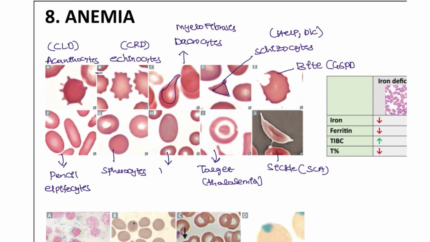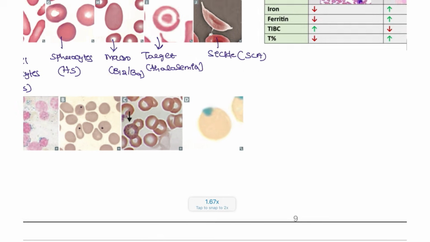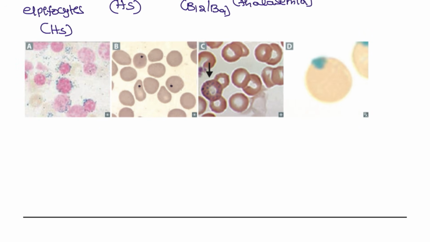and these are the macrocytes. Macrocytes are due to B12 or B9 deficiency. Spherocytes are seen in hereditary spherocytosis. Elliptocytosis is also a hereditary condition that you are going to see, right? These are the conditions. Another picture that you can see, these are the ball like, right?